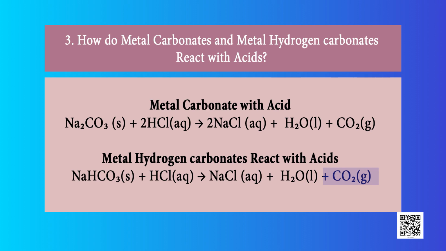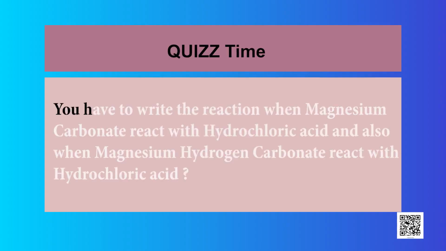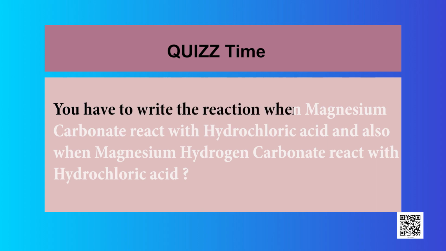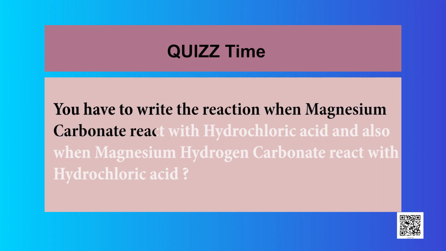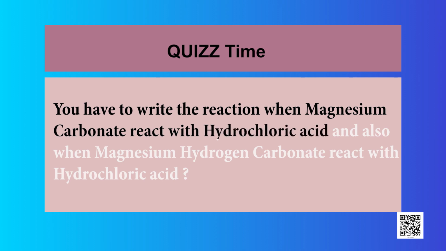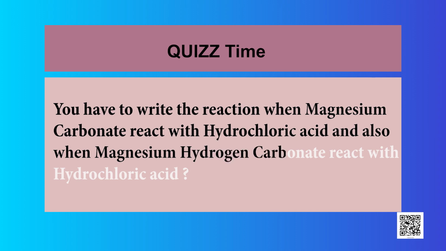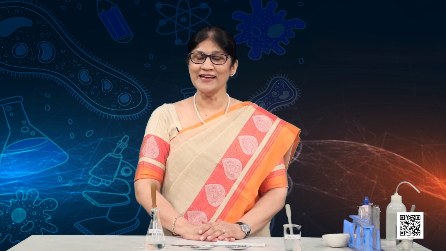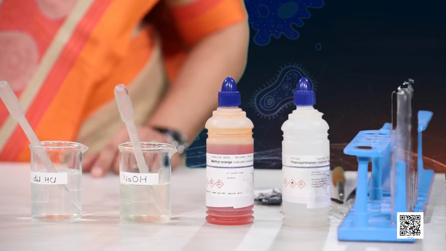You can balance the reaction yourself. So, now there is quiz time. You have to write a reaction when magnesium carbonate reacts with hydrochloric acid, and also when magnesium hydrogen carbonate reacts with hydrochloric acid. These two reactions you will write. You may also try the reaction with H2SO4 instead of HCl, and see what salt we will get, and again the products are going to be water and carbon dioxide with the salt.